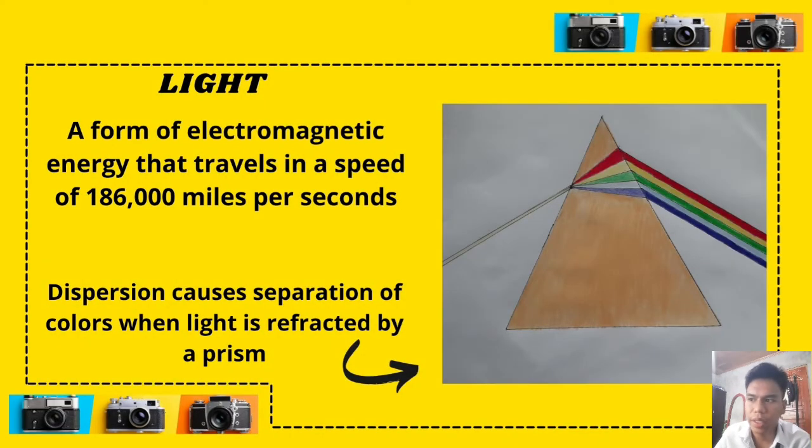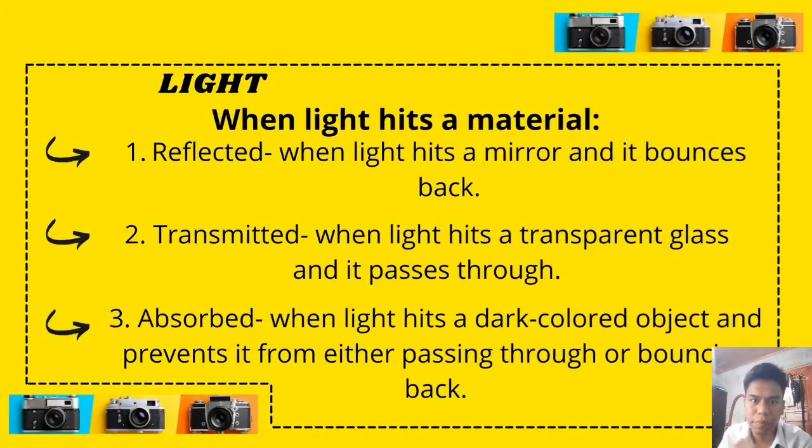Next one is light. Light is a form of electromagnetic energy that travels at a speed of 186 miles per second, and it is also the most important thing in photography, since when you manipulate light, it helps you create a successful image. Okay? That is why this is one of the very essential things in photography. And then in the drawing on the side, that is a dispersion that causes separation of colors when light is refracted by a prism.